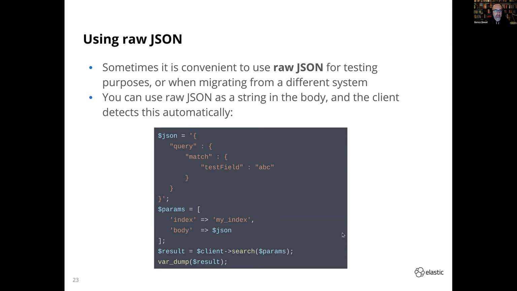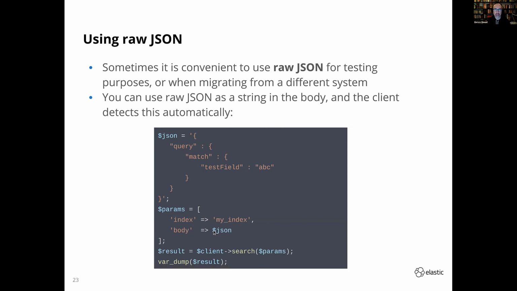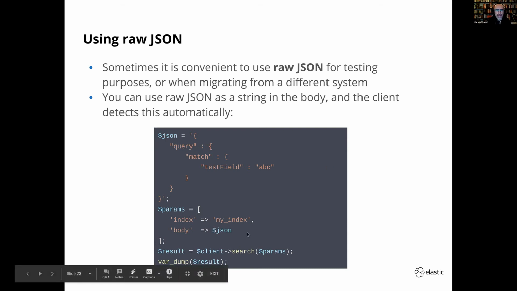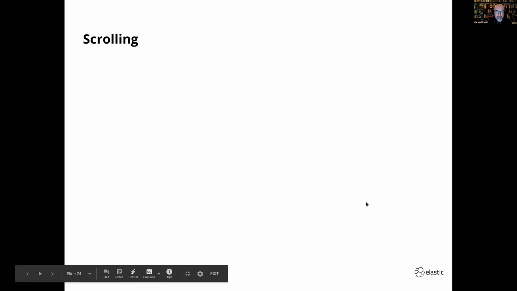You can do that. So basically, instead of giving the body as an associative array, as in the example that I showed here, you can just specify a string that contains the JSON document. So for instance, here we have a $json variable that contains a string that is a JSON document. You can just pass it to the body parameter, and the client will automatically translate this into the JSON for calling the API. So you don't need to do anything. This is done automatically.